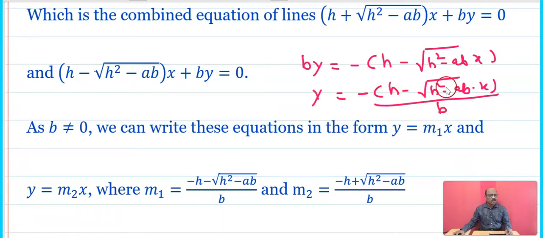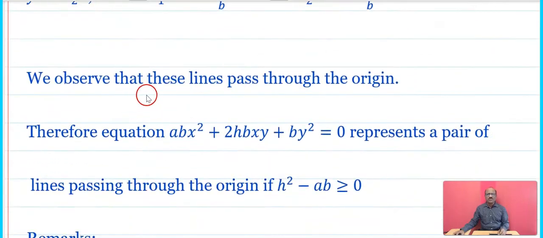Therefore, the slope of the line is, if we operate the negative sign, then you will get minus and plus, minus and plus. Therefore, m2 is equal to minus h plus root of h squared minus ab. This is the slope, and similarly we can find the m1 also. We observe that these lines pass through the origin, and therefore ax squared plus 2hxy plus by squared is equal to 0.